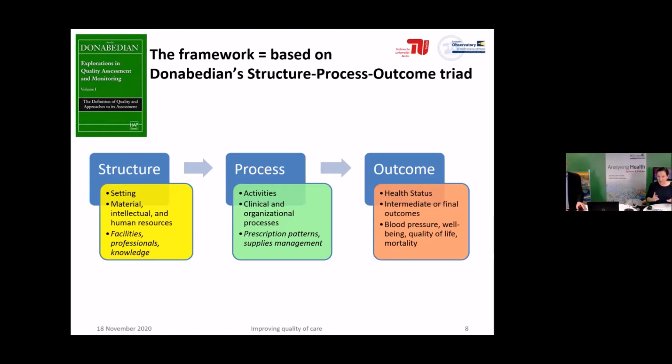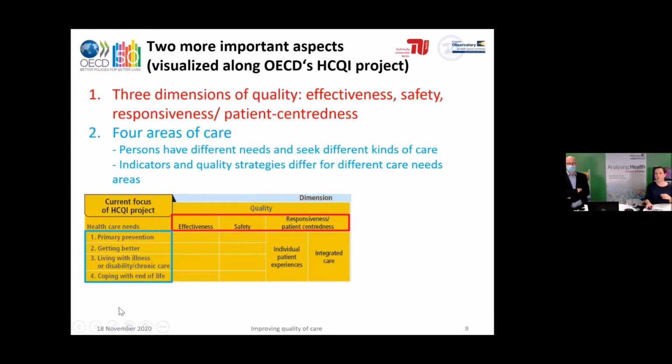Donabedian's seminal work looks at structures, processes, and outcomes to understand at which levels we can measure quality and which levels we can aim to improve it. The structure, meaning the setting in which care is provided; processes, everything that is entailed in the process of delivery of care; and then, of course, outcomes, be it hard outcomes like mortality or morbidity, or intermediate outcomes, which we also call surrogate outcomes, like blood pressure, for instance, or blood glucose levels.